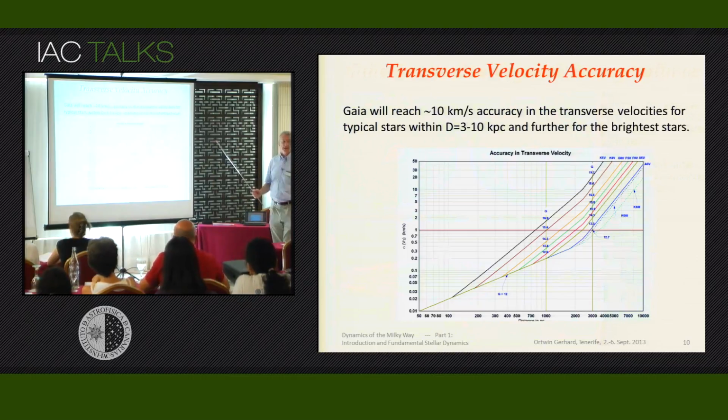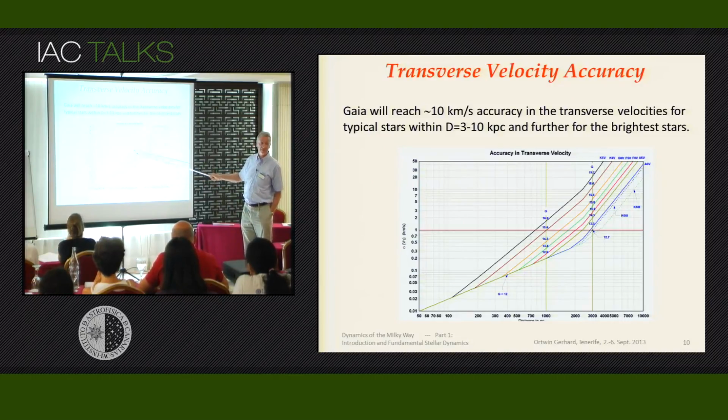This is the transverse velocity accuracy that Gaia is expected to reach. And here on this axis is the velocity error, and this axis here is the distance to the star. And then these various curves are for different stellar types. And you go here from the K-dwarfs up the main sequence, and then reaching A stars, this green curve here, and then these are curves describing some of the red giants.